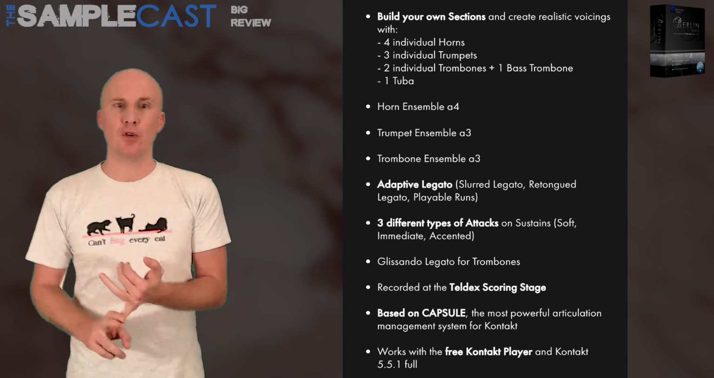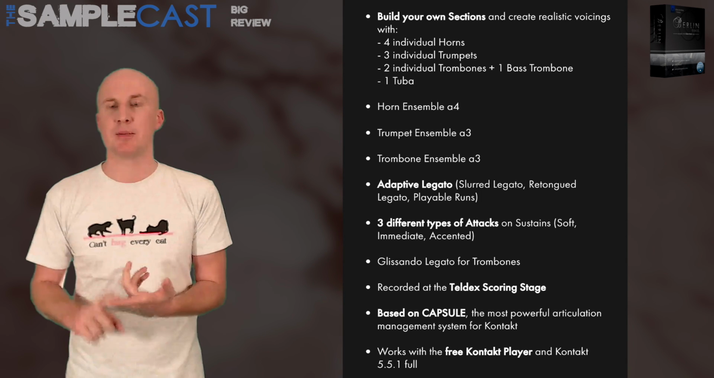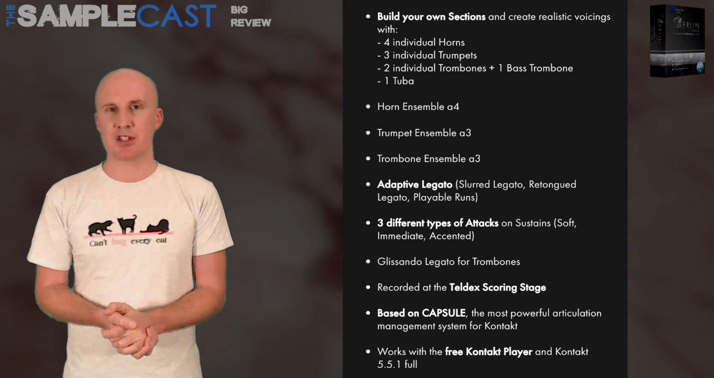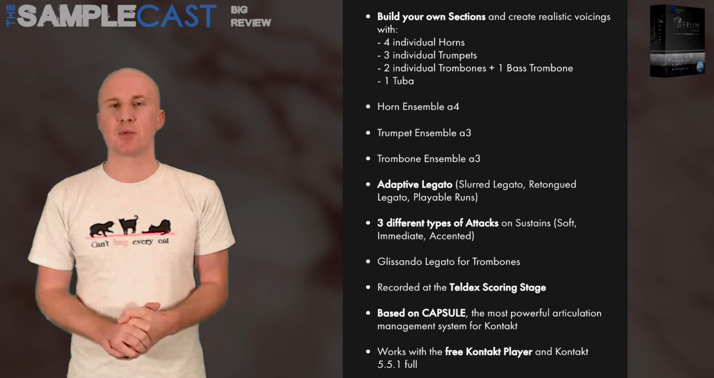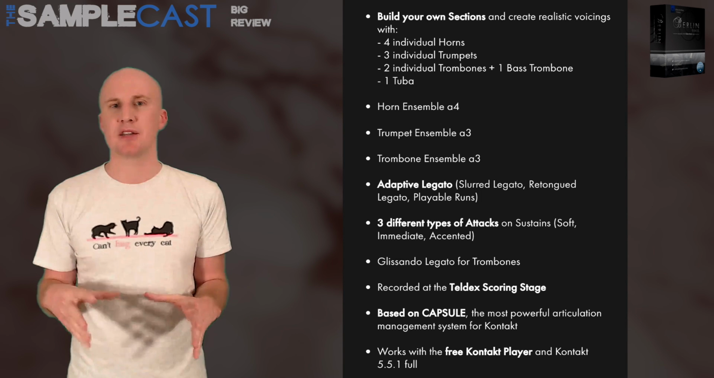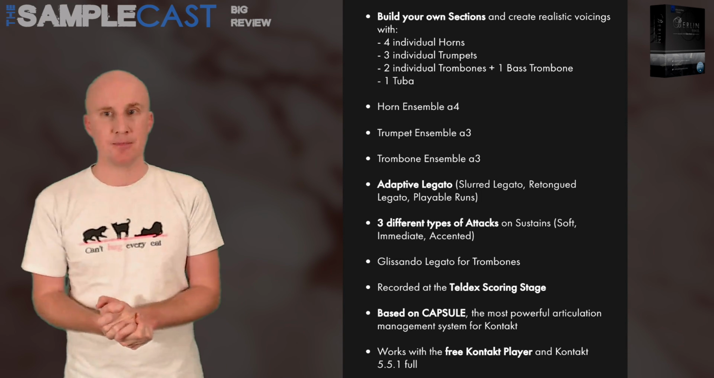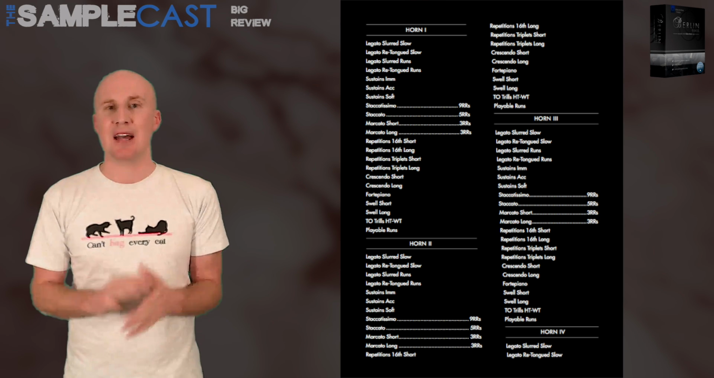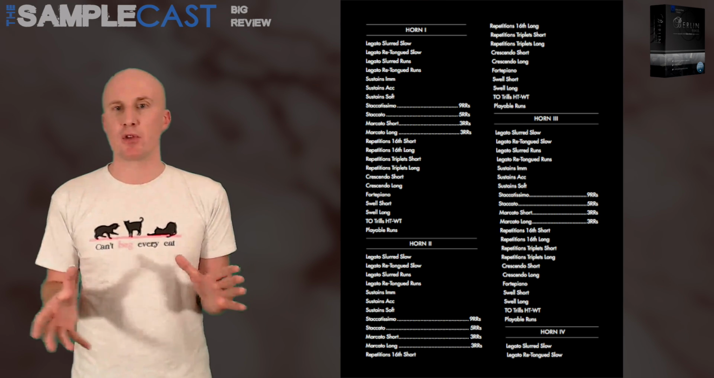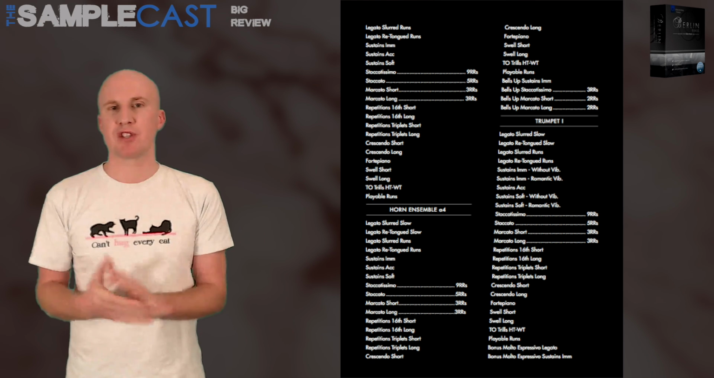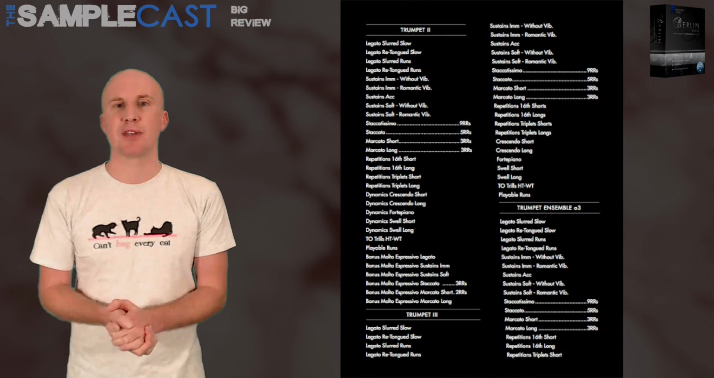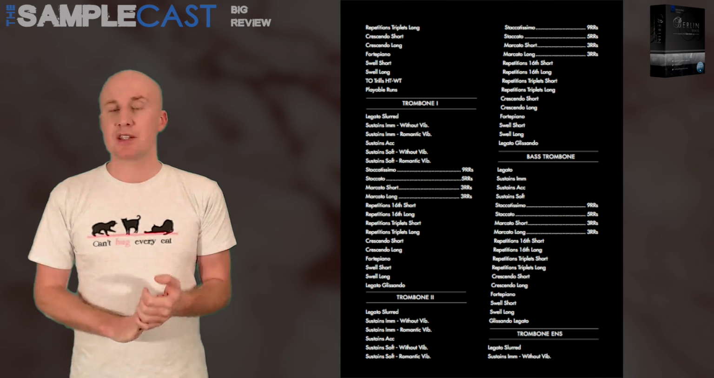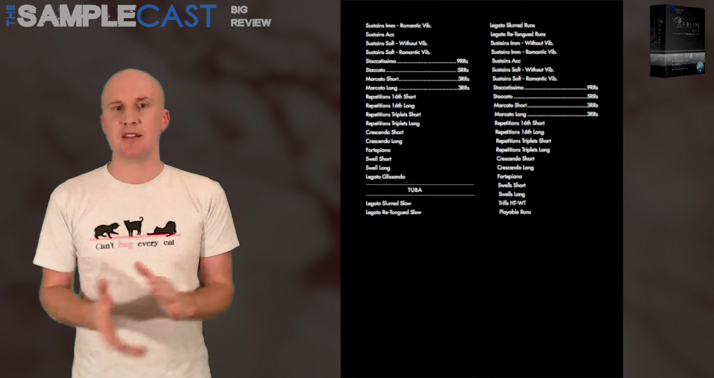And here you've got 4 horns, 3 trumpets, 2 trombones, a bass trombone and a tuba. And they've all been sampled in multiple articulations. You've also got ensemble patches which have been captured from all the samples of the instruments playing together. There's 3 different types of attacks here and 3 different legato styles, and there's loads of articulations. I'm not going to run down all of them, but you've got trills, swells, crescendo, legato, repetition, that sort of thing. There's a full list online if you want the information about those. One thing that's worth mentioning is there's no mutes in this library.